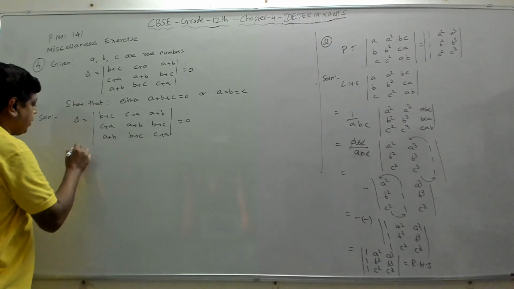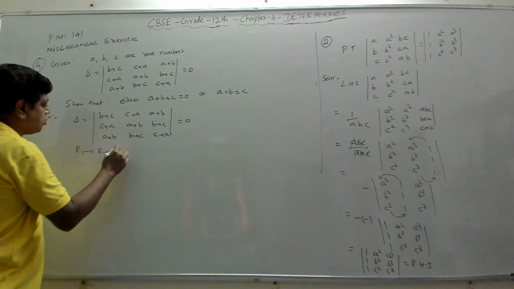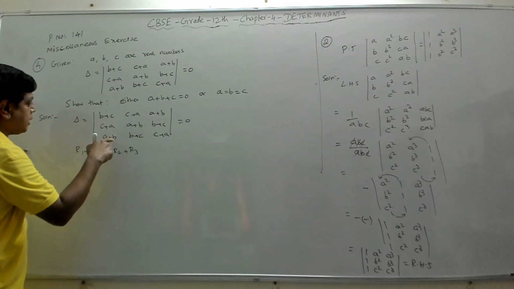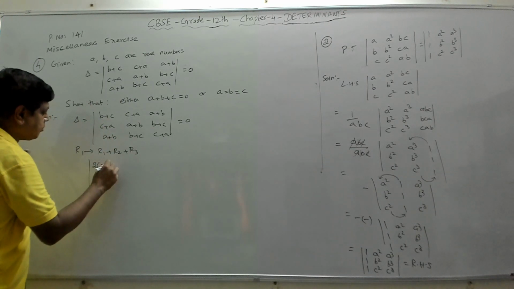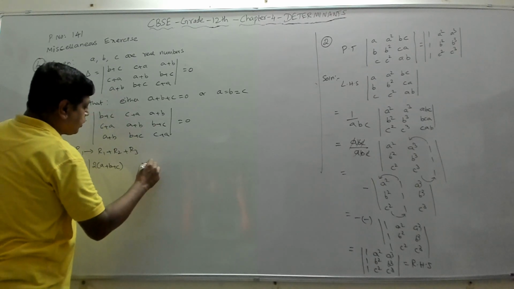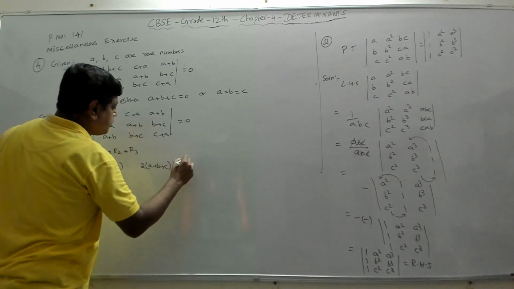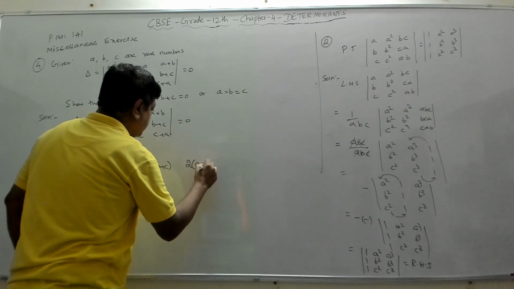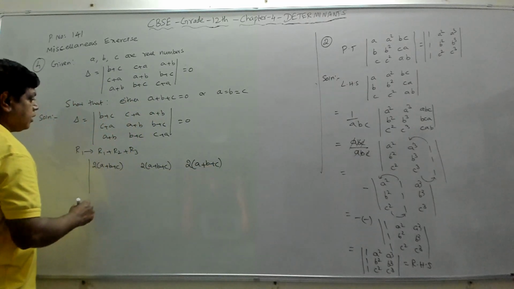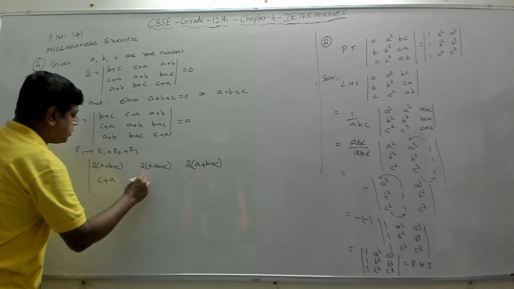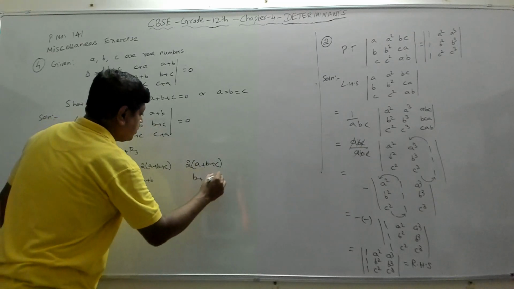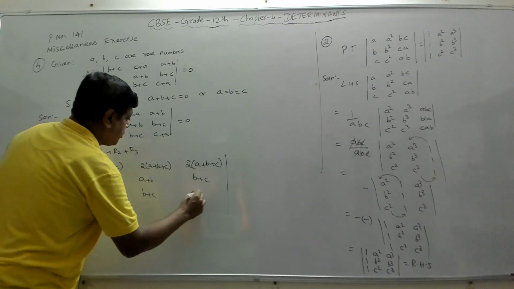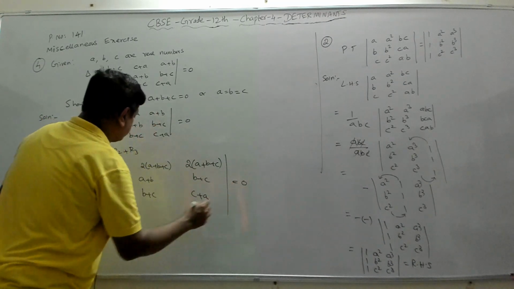So if we apply R1 implies R1 plus R2 plus R3, then this becomes a plus a plus a, so you'll get 2 times a plus b plus c. Again, this will also become 2 times a plus b plus c, and this will also become 2 times a plus b plus c. Fine. Now the second row, no change. Third row, also no change. Equal to 0. This is given.